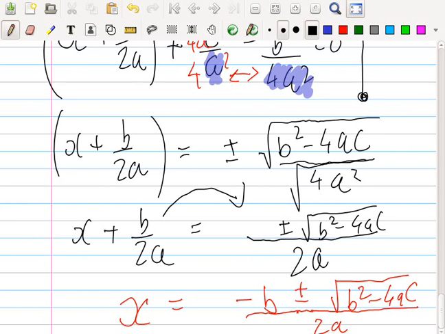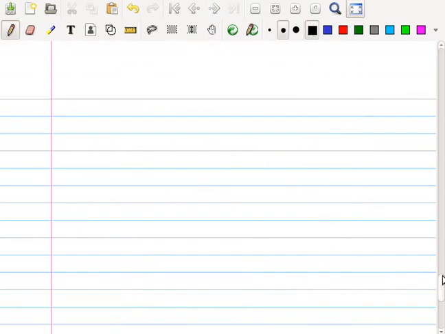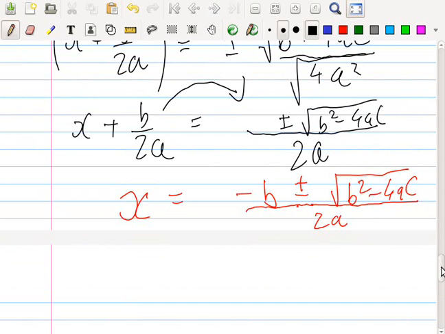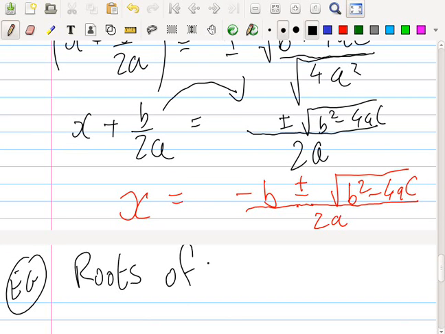Okay, I'm going to go to a new page now, but if you haven't finished writing that down, I'll leave the bottom of it up. So, here's our first example. I ask you to find the roots of 8x squared plus 2x minus 15.